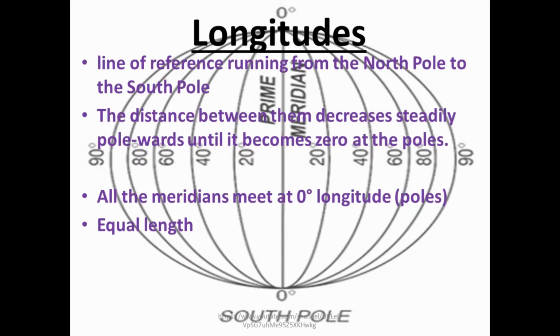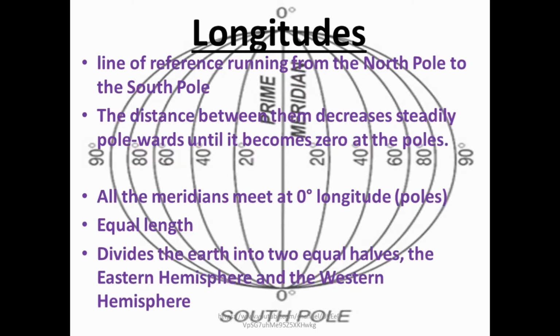All the longitudes are circles of equal length. Actually there is a 0 degree circle, which divides the earth into two equal halves, eastern hemisphere and western hemisphere. So this is about longitudes.